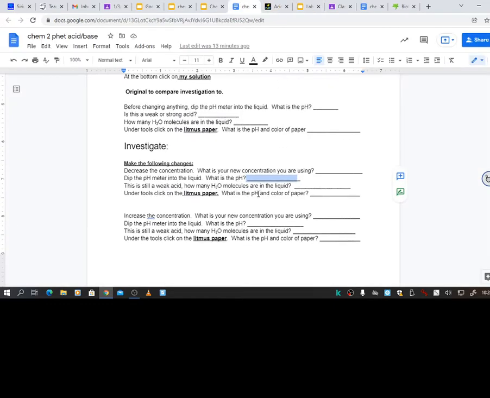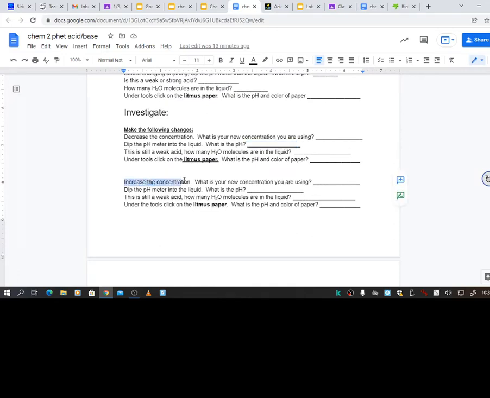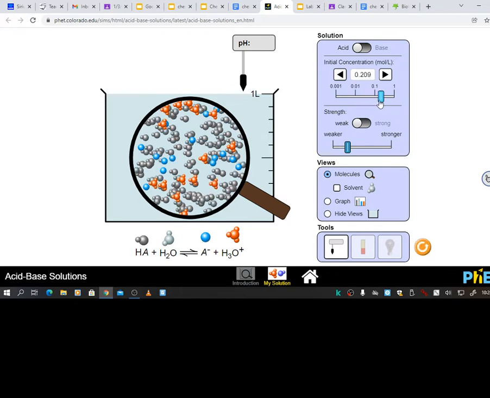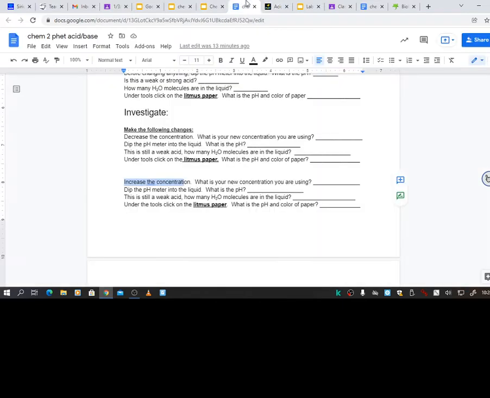Okay? Now once you do this, you're going to increase the concentration. So once again, I'm going to restart everything, and I'm going to increase. Now, it depends how much you are increasing. I could increase to 0.344, and I'm going to count 1, 2, 3, 4, 5, 6, 7, 8, 9, 10, 11, 12, 13, 14, 15, 16, I think, and I may have missed one, I don't know. But I've got 16 H3Os. The pH meter, you can dip in there real quick, all of that. Once again, it depends on the concentration you used.